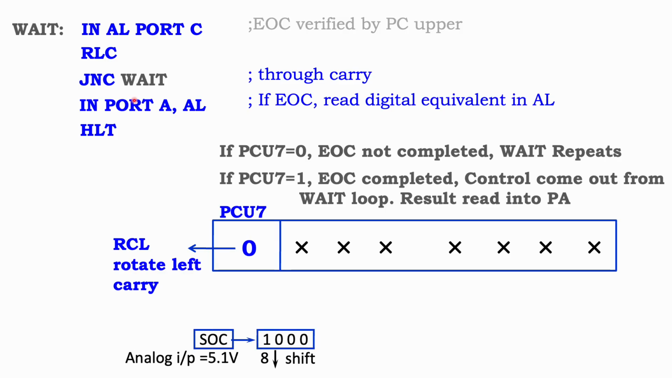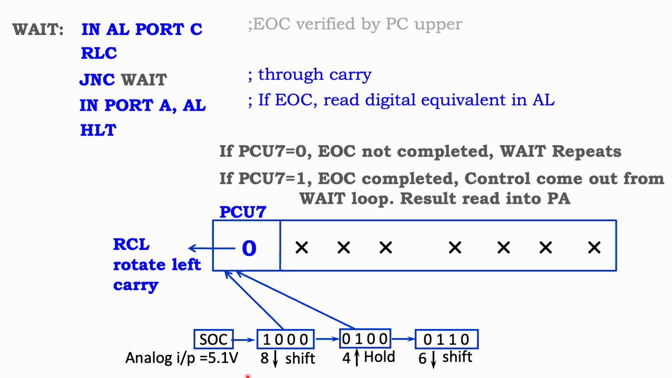Let us see how to go from the starting of a conversion to the end of conversion. Take the same example I explained to you. The analog input is 5.2 volts. First, 8 volts is not reached, so it is logic 0 and the carry is 0. Next, 4 volts has not reached 5 volts, so the carry is 0. Next, 6 volts is not equal to our 5 volts. Again the carry is 0, meaning jump no carry, and the loop is repeated. How many times? 3 times. Now the fourth time, what happens?